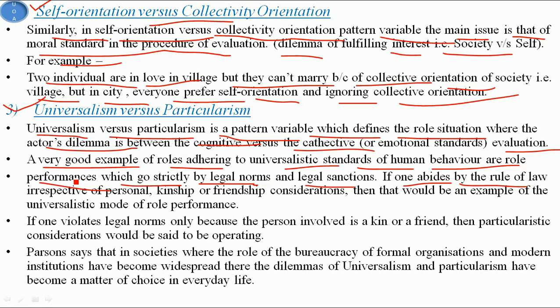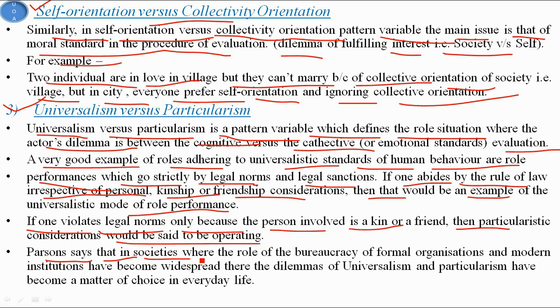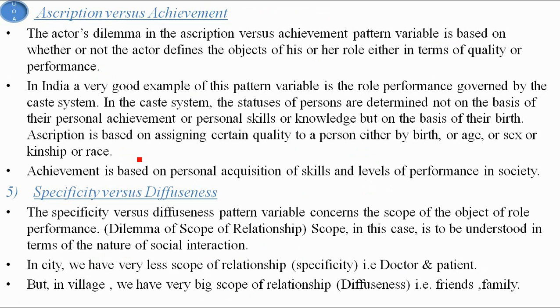If one abides by the rule of law irrespective of personal kinship or friendship consideration, then that would be an example of the universalistic mode of role preference. And if one violates legal norms only because the person involved is a kin or a friend, then particularistic consideration would be said to be operating. Parsons says that in societies where bureaucracy, formal organizations and modern institutions have become widespread, the dilemma of universalism and particularism has become a matter of choice in everyday life.